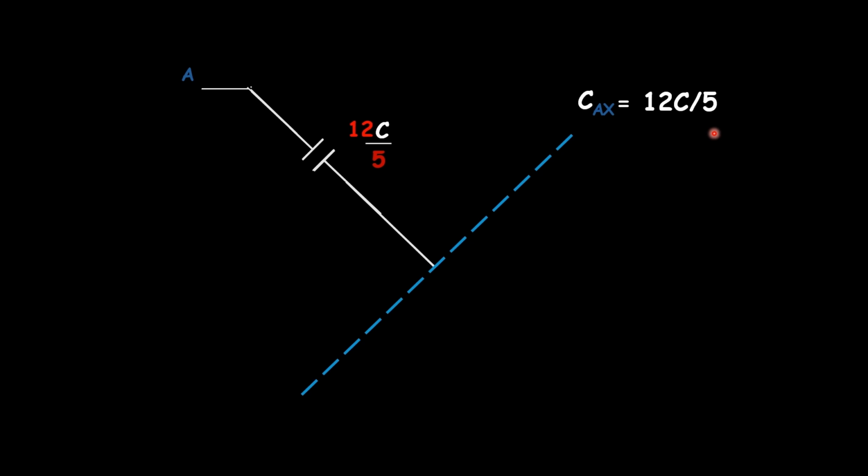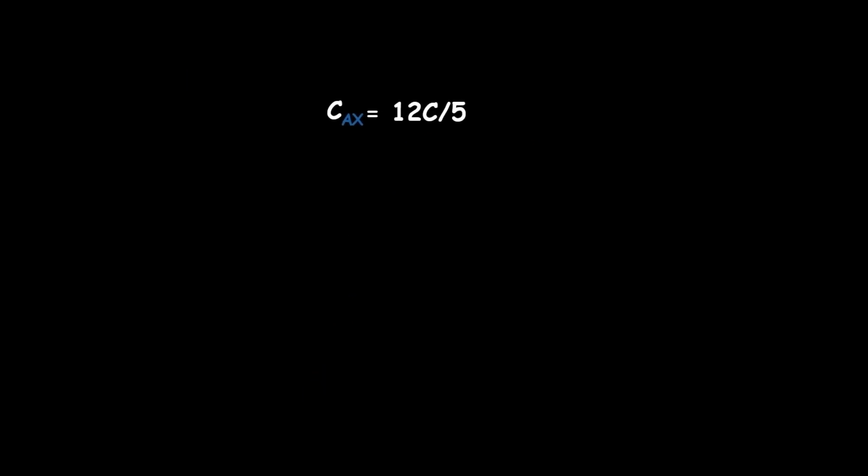We need to get the equivalent capacitance across the diagonal corners of the cube. For resistors, we multiply the half circuit value by 2. So for capacitors, we are going to divide the half circuit value by 2. By dividing the half circuit value, which is 12C by 5, by 2, we get the equivalent capacitance across the cube of capacitors as 6C by 5 farad.